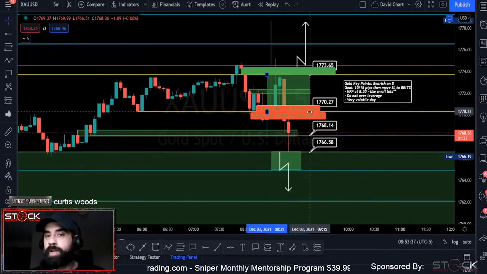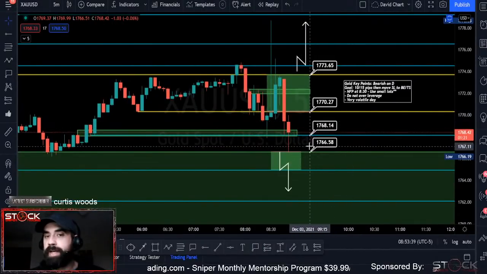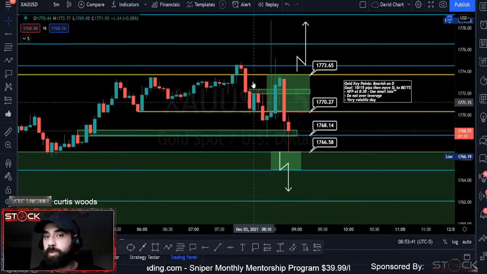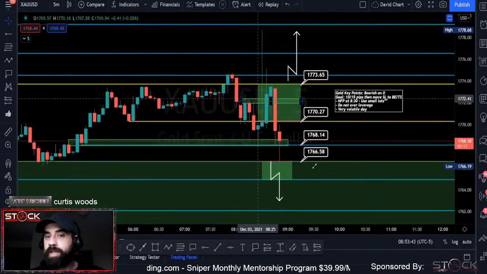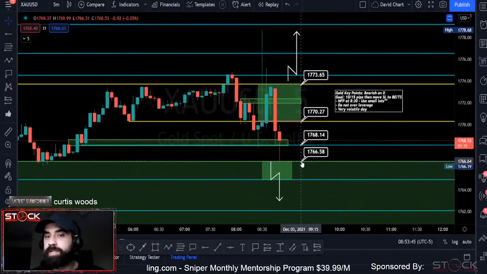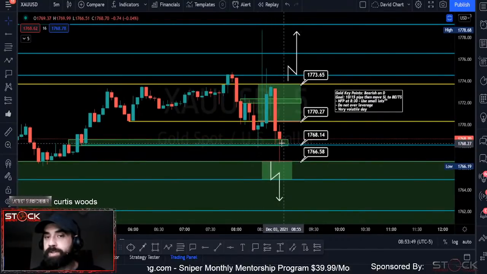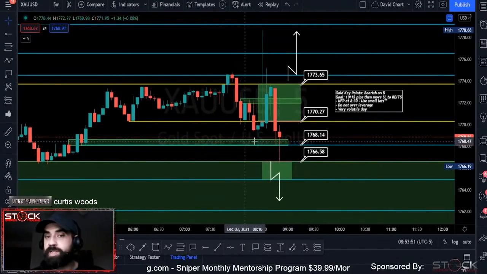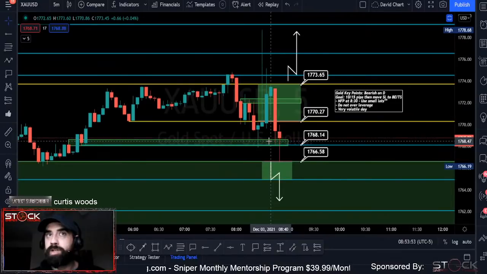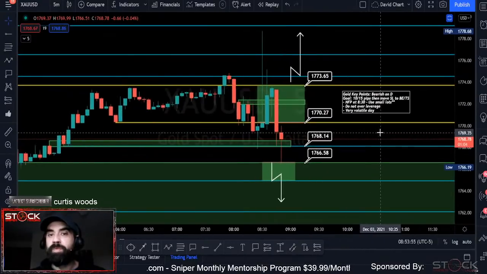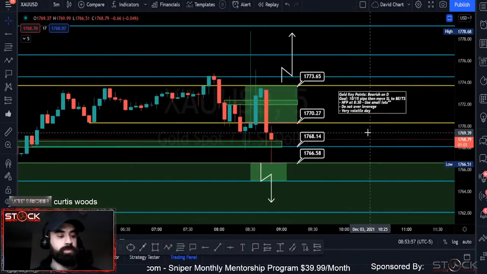Because we have two potential entries here, 1770.27. We know that that's a key area that price from gold has risen before. And we have 1765. We know that that's a previous break. And they're hovering right in that demand area. There's a lot of buyers accumulating in both situations. So we just need to watch and monitor gold.